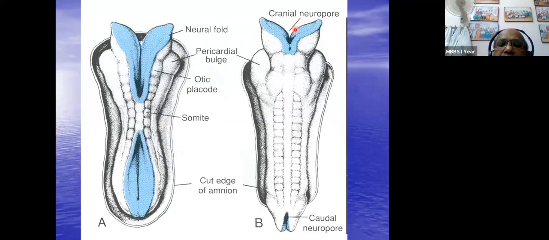Now you see the complete neural tube, but you have an opening at the cranial end and another opening at the caudal end. The opening at the cranial end is called the cranial neural pore. What you have at the caudal end is called the caudal neural pore, or otherwise this is the anterior neural pore, this is the posterior neural pore. So that is important for MCQ.